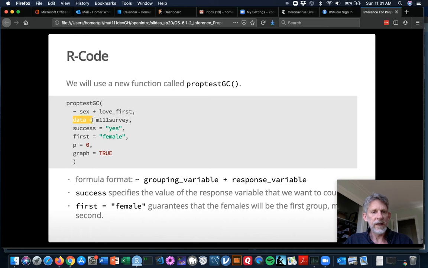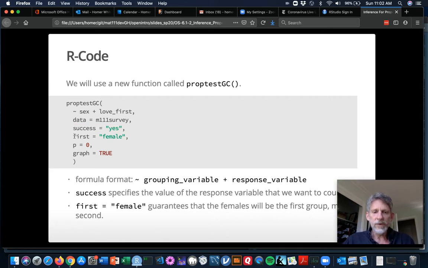And then you need to say that those two variables in that formula live in the M111 survey data frame. Now, you've been counting up how many people of each sex believe in love at first sight. So you've been counting who said yes. Remember, when you look at the view in M111 survey, people said yes or no to the love at first sight question. So you need to tell R that you're counting up the yeses in that love_first column. So put it in quotes and say success is yes.